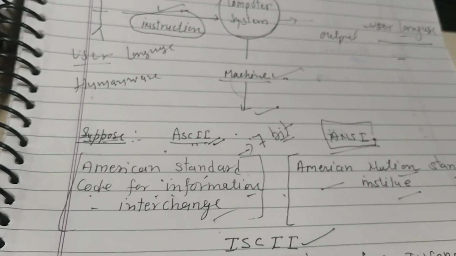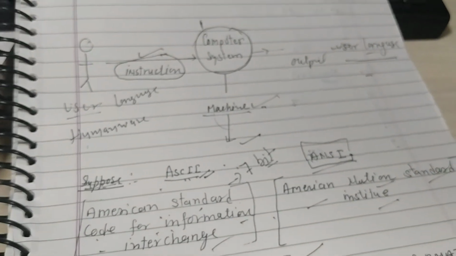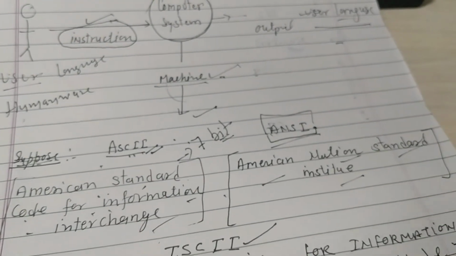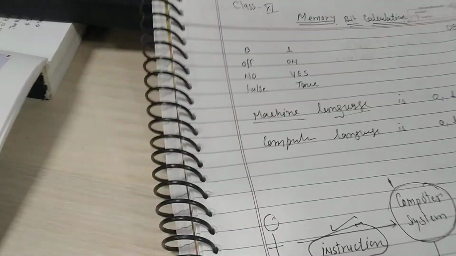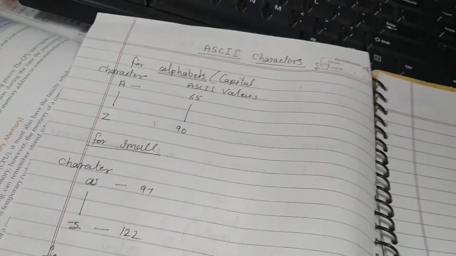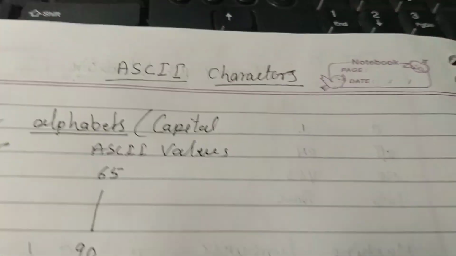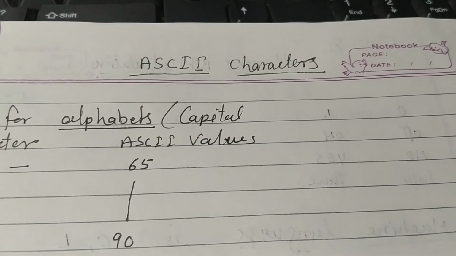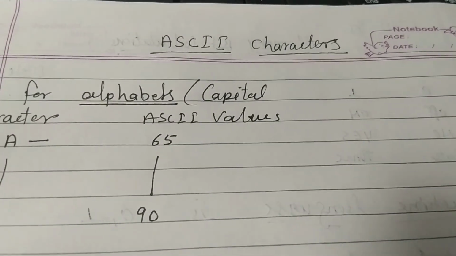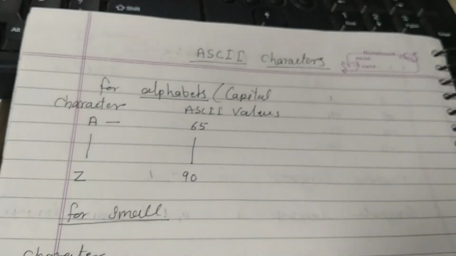Then how does the machine work, and how are the user's instructions changed into machine code? We will discuss it. Okay, let's see that. Students, first we will discuss the ASCII characters. ASCII characters means the characters provided by the Americans to the world.